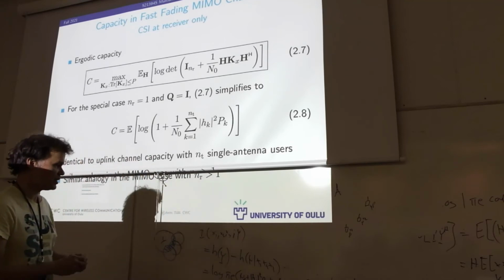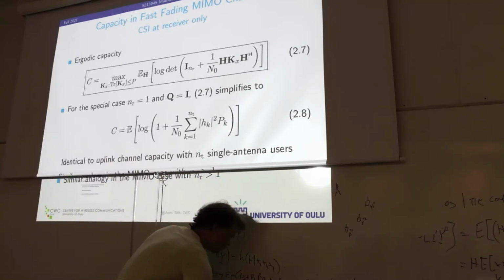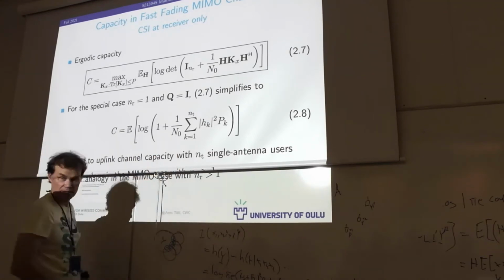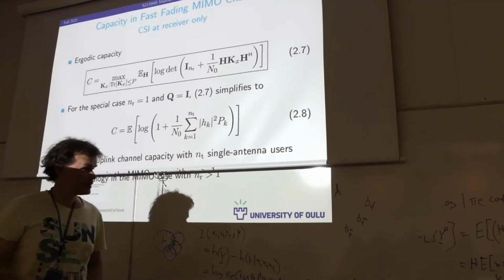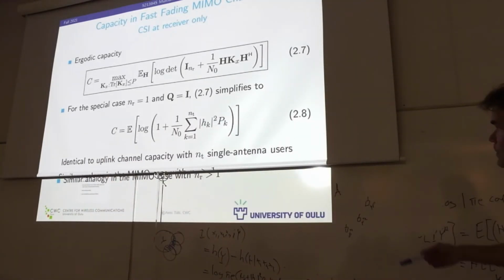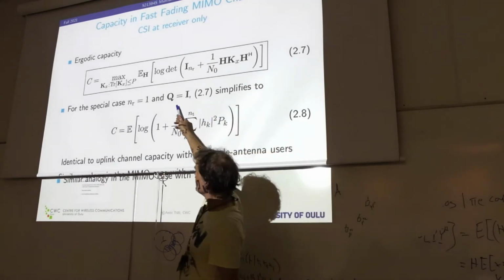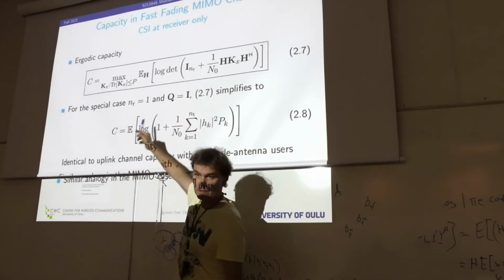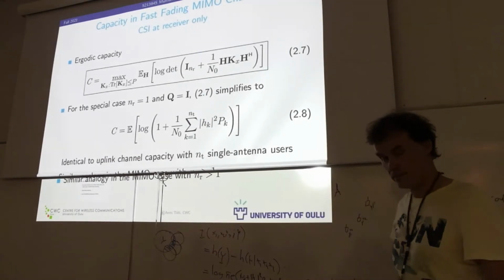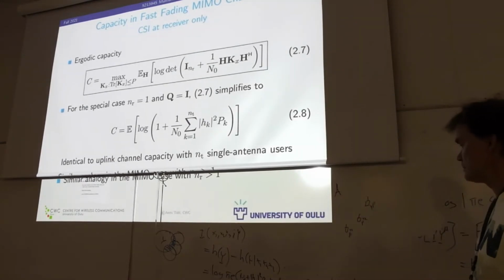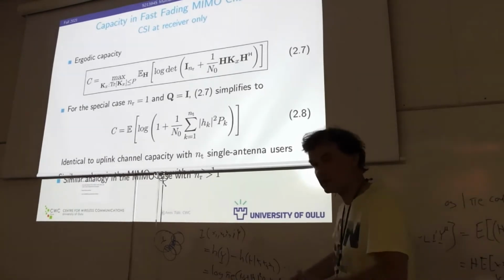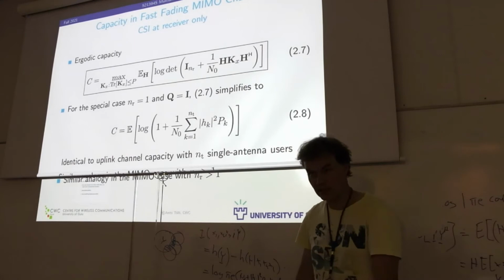If you have N_T users, it's exactly like that, if they all send the same message. This is without channel state information, but if they all send the same message, otherwise they will cause interference to each other. This is the summary. Of course, it requires successive interference cancellation.